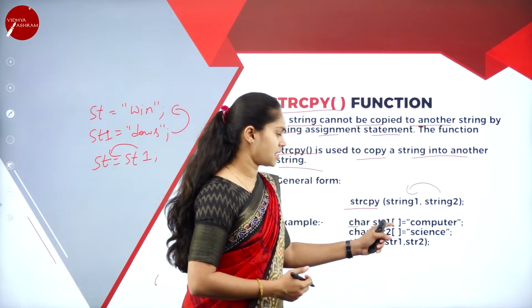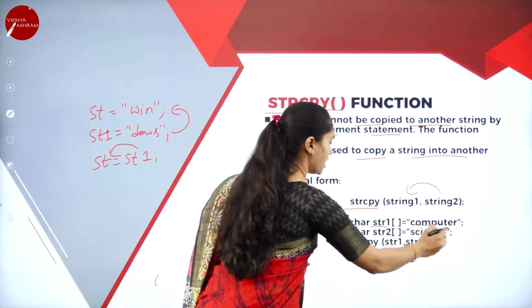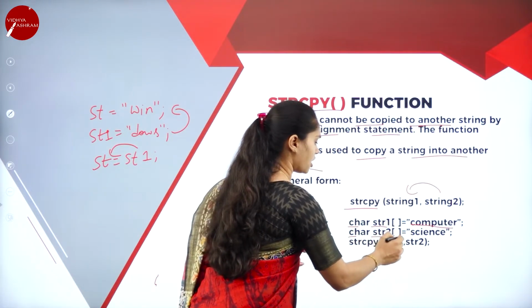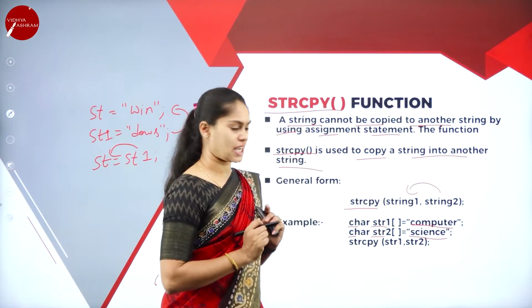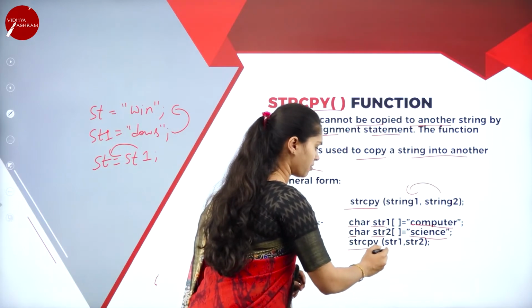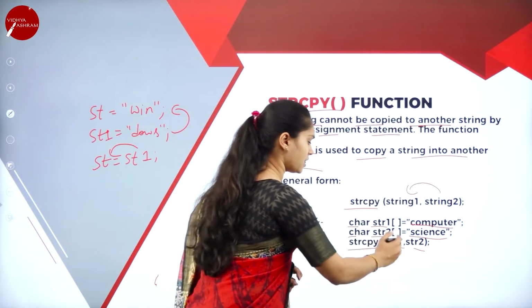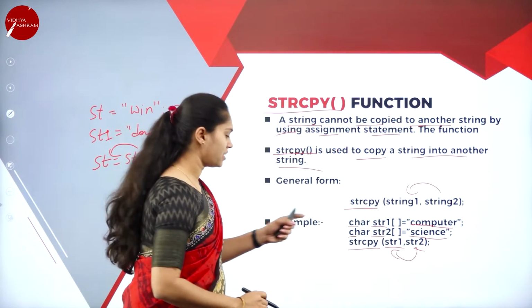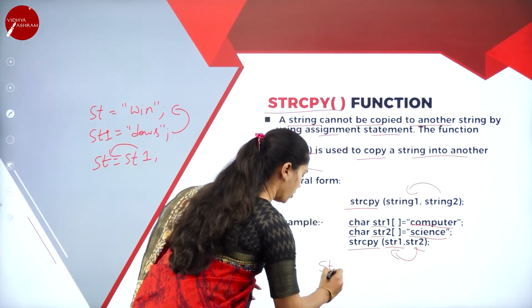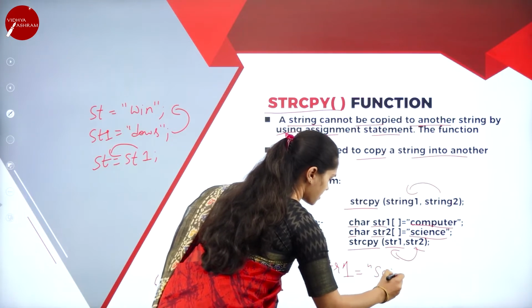Char str1 is equal to computer. What is the value of str1 now? That is computer. And char str2 is equal to science. And strcpy str1 comma str2. Whatever is there in str2 will be copied to str1. So now what will str1 include? str1 will include science.